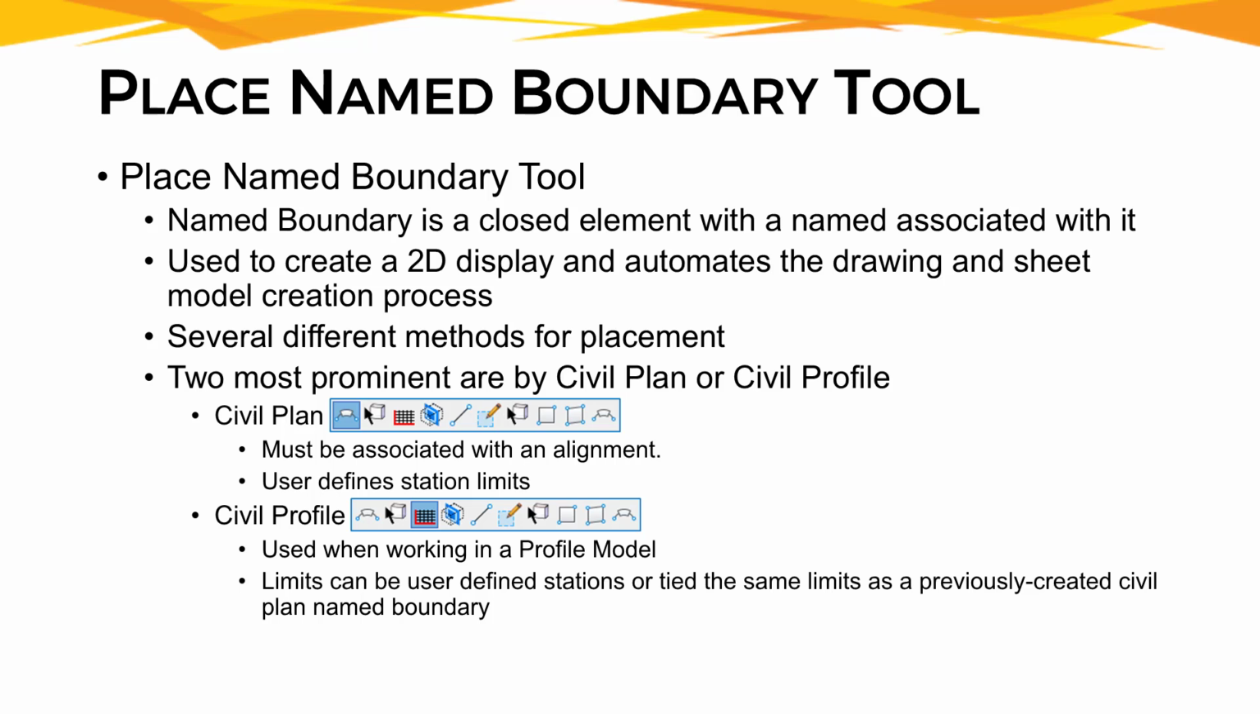There are several different methods for how we place the actual boundaries themselves. The two most important ones we use in the creation of the plan and elevation sheet are going to be the civil plan and civil profile. Civil plan is the first placement option available within the Place Named Boundary tool. There are many different toggles within the tool, which we'll demonstrate in the actual exercise, but two important things to note are that this placement option requires an alignment for it to be associated with, and the user must also define the station limits for where to place the actual boundary along the alignment.